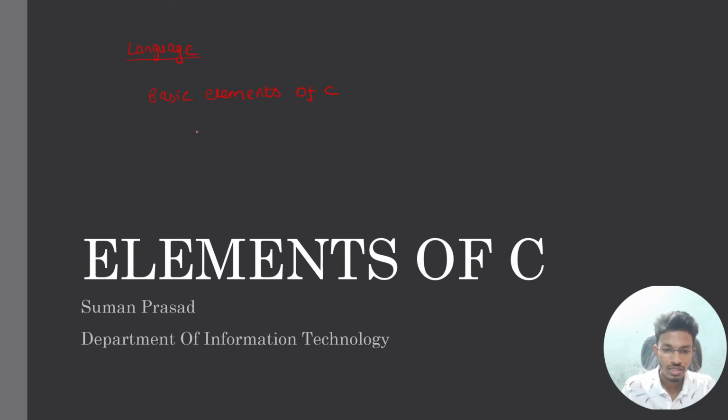These basic elements are the character set, the variables, and data types. What are variables? We will see that further, one by one. Or we consider the constants, keywords, meaning the reserved words, variable declaration, expression. Everything we are going to see, one by one.